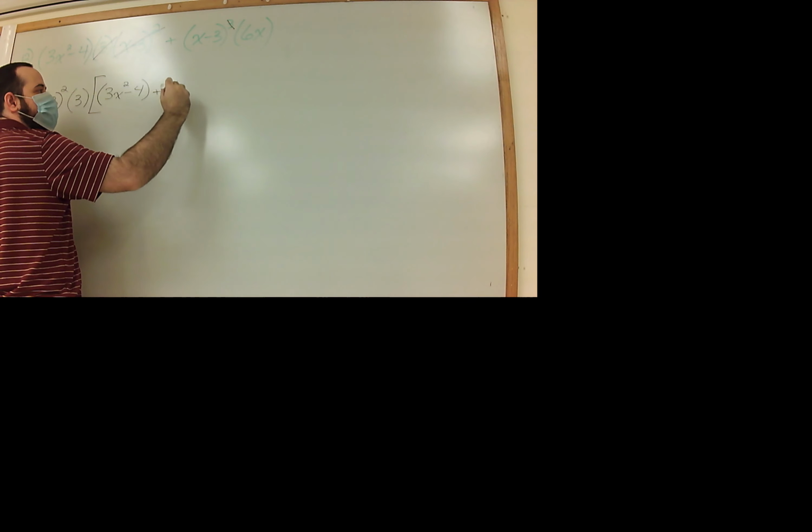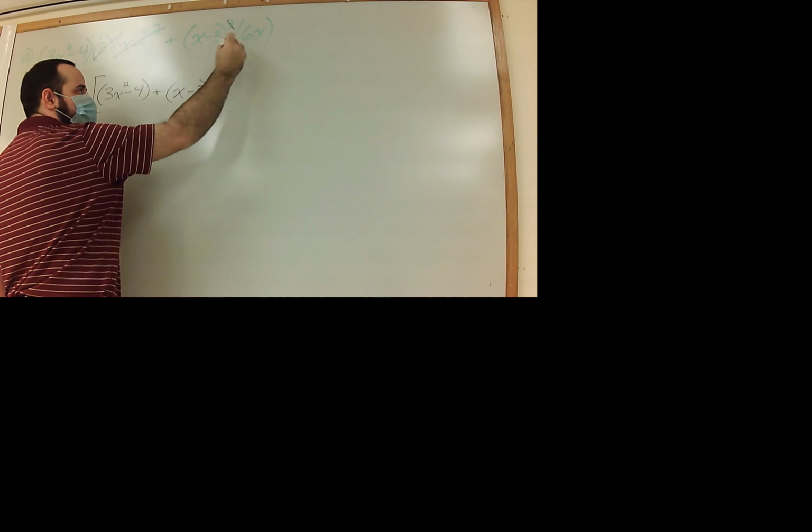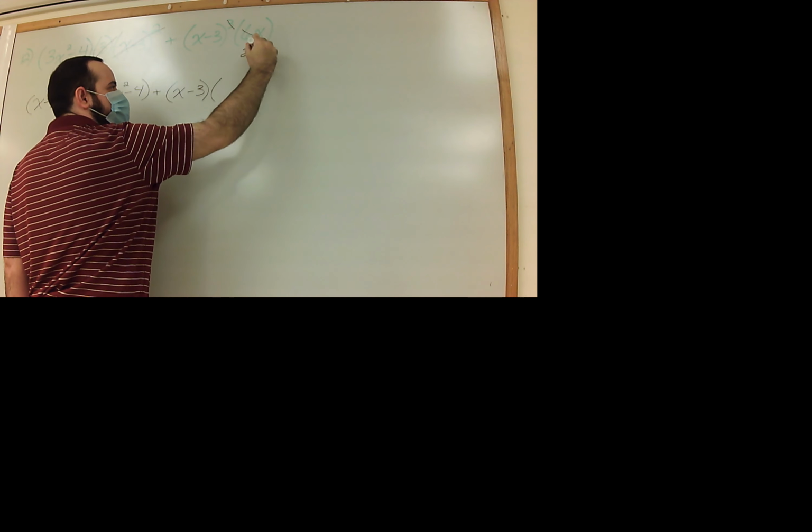And just to help us keep up with where everything's coming from, I'm going to use a bracket instead of parentheses. So we've taken the 3 and the x minus 3 squared out of this first one, leaving just 3x squared minus 4. And then we've taken 2 of these away, so we've got just x minus 3. And we took a 3 out of 6x, so that leaves us with 2x.